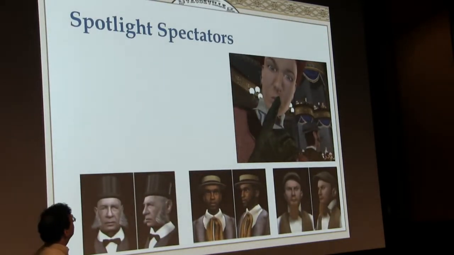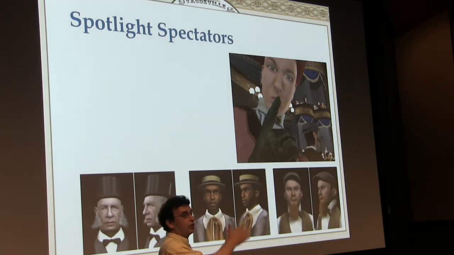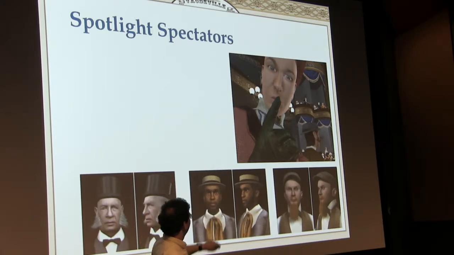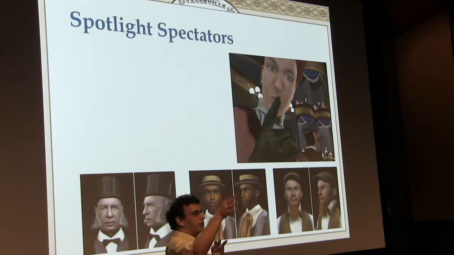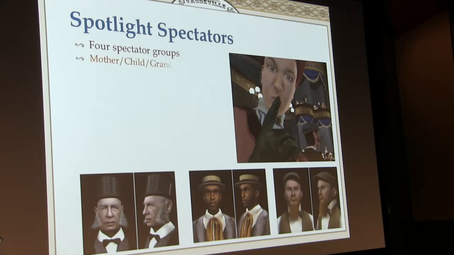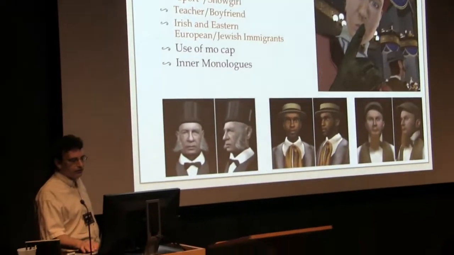And then we also created, and this was part of the prototype, 4 pairs of spotlight spectators. So this is the mother in the parterre, and we had the daughter, who was actually my 2-year-old daughter at the time. We used her as a model, so sweet. The wealthy guy, the African-American middle-class guy, the Irish guy sitting next to a Jewish guy, and we scripted their reactions throughout the entire act as well. And these are models that are the same quality as the actual actor models. So we had 4 spectator groups, and then used mocap for those as well, and created inner monologues.